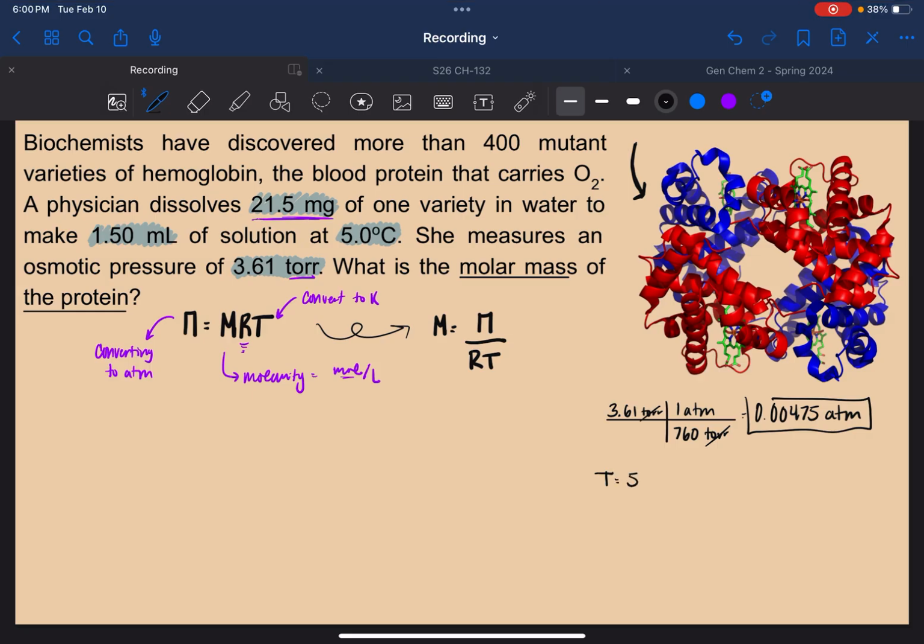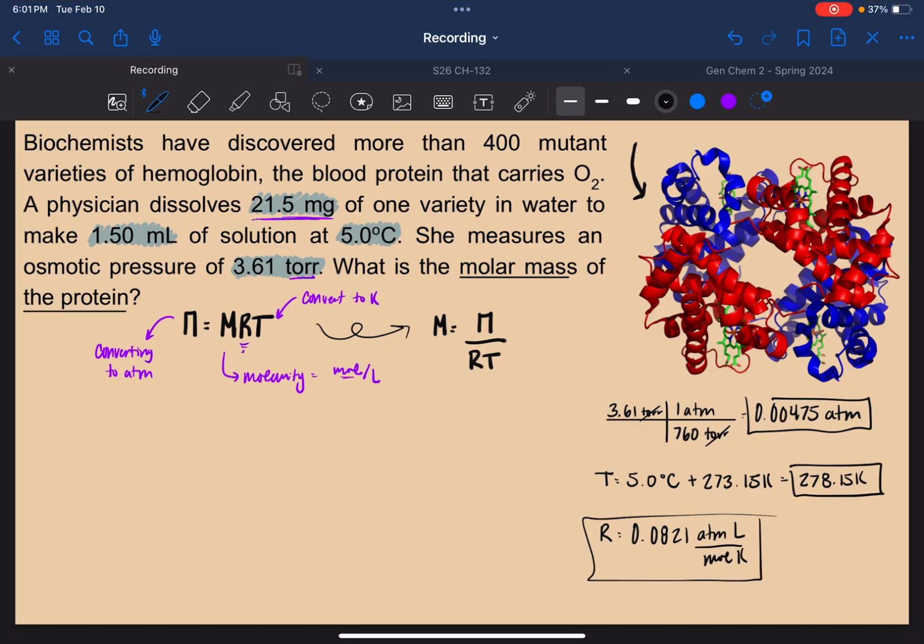T is given as 5 degrees Celsius, but we need this in Kelvin, so we're going to add 273.15 Kelvin. Total temperature, 278.15 Kelvin. And then R, you would look at your formula sheet to see what is appropriate, but the R value in the units we're going to use is 0.0821 atmosphere liters per mole Kelvin. And then we can block that in.